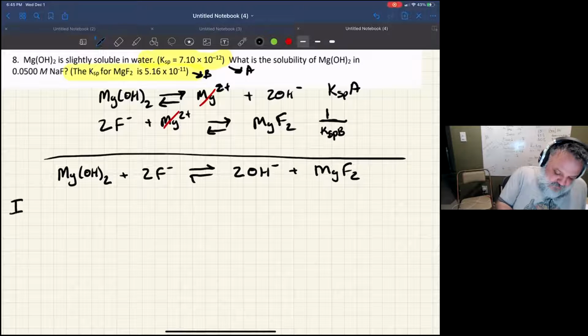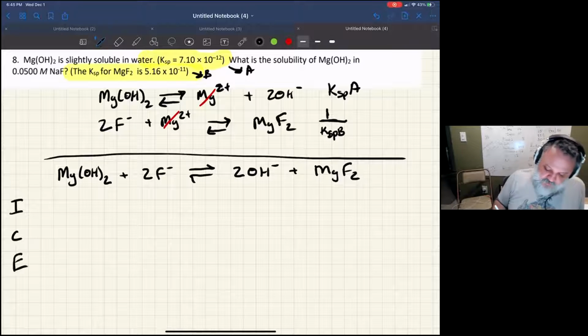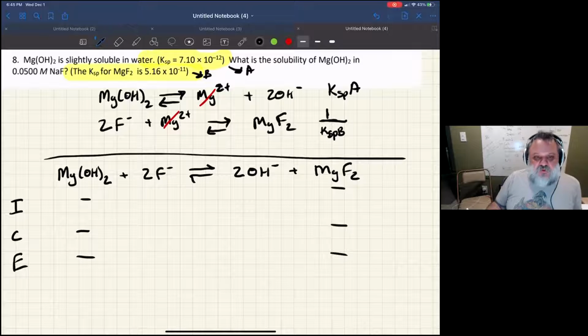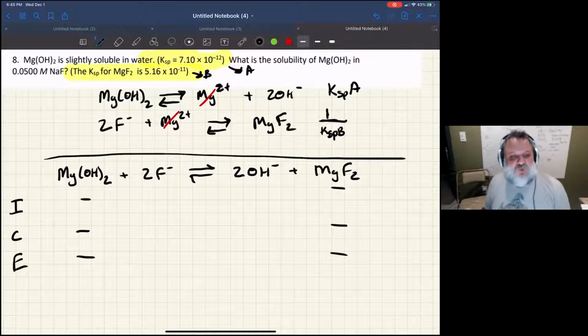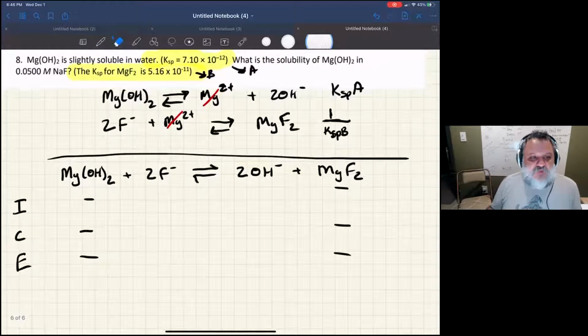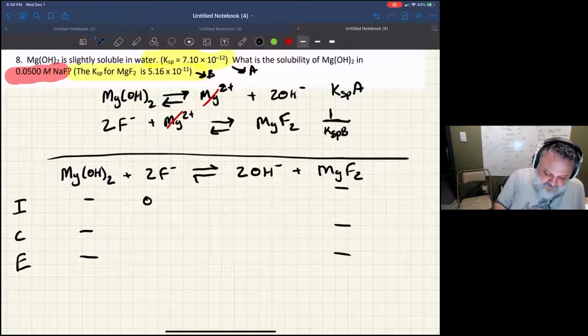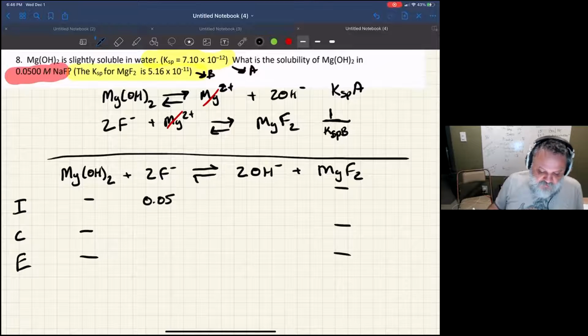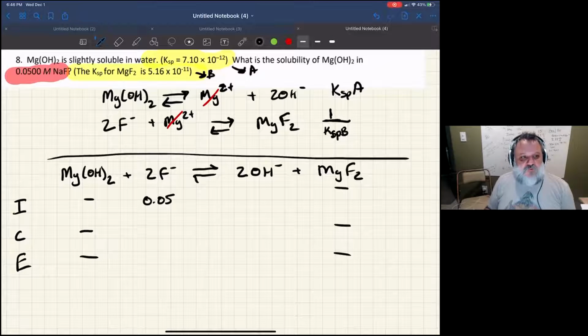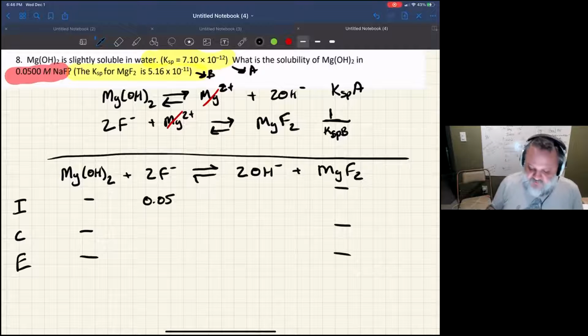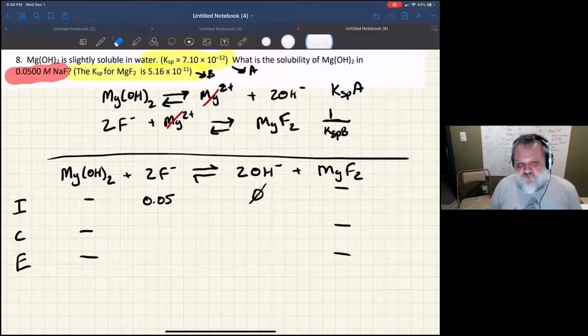Now, I can treat this like any other equilibrium with an ice table. Look what happens. These two solids are not going to be included in the equation. Now, it does say that I start out with some sodium fluoride, and sodium fluoride is completely soluble. So that means that I have 0.05 molar fluoride in the solution. We're going to say 0 hydroxide.